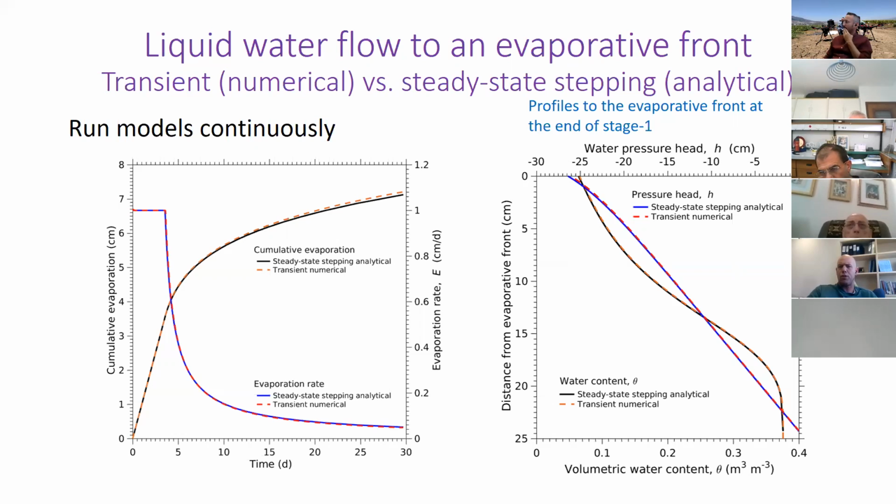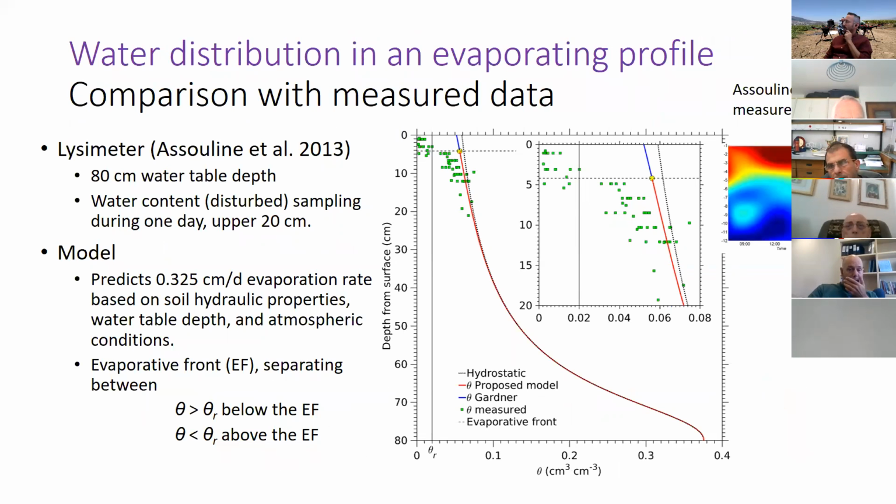I'm just showing the visual results. But essentially, our simplified approach gives errors of less than 1% in the cumulative evaporation. The next thing is taking data, and as I promised, this is data from Shmuel and co-authors from 2013. They did a lysimeter experiment, and they took high spatial resolution sampling of water content, of the upper 20 centimeters.